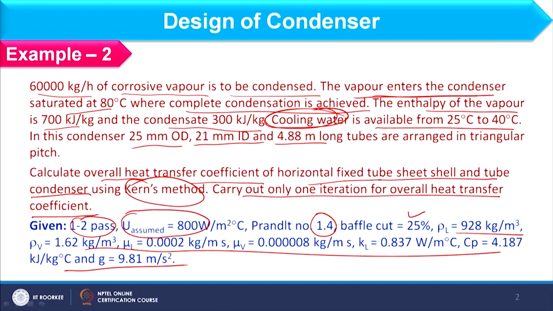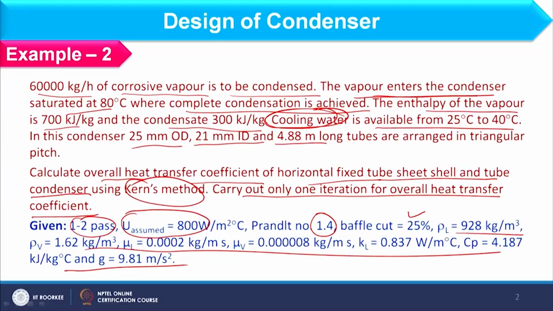So let us start the solution of this example. As we have to find the overall heat transfer coefficient, we have to find the heat transfer coefficient in the shell side as well as in the tube side. For the shell side we can simply apply Kern's method, and for the tube side we have to find the correct correlation used to estimate the heat transfer coefficient in a horizontal condenser where tube side condensation is occurring. That also we should keep in mind.